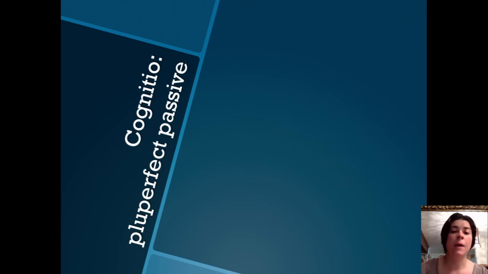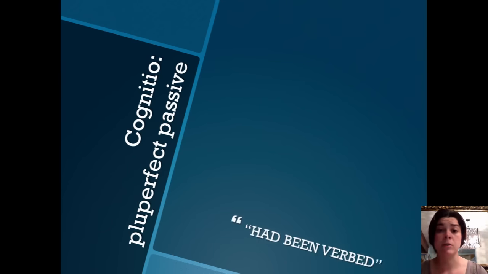Now, thinking about pluperfect passive, you've already seen perfect passive. And remember, perfect passive used this two-word form. Well, pluperfect is going to follow suit. Just like perfect and pluperfect both use the third principal part in active, in passive they're both going to use the fourth principal part, or the perfect passive participle, and it's going to be a two-word construction.